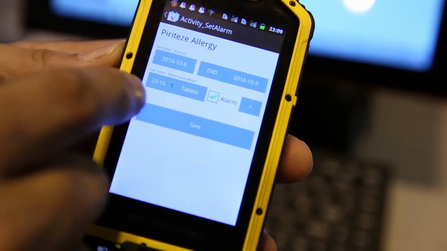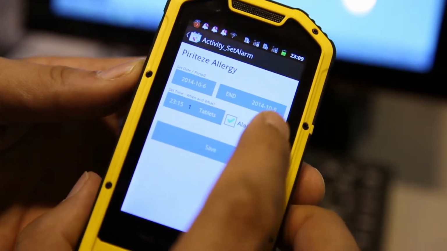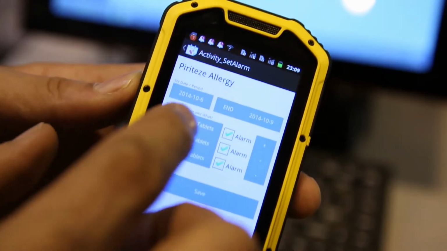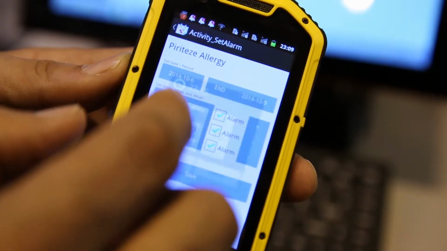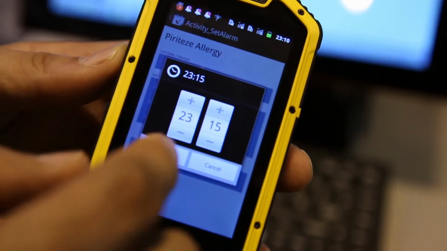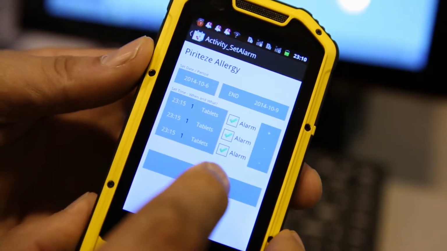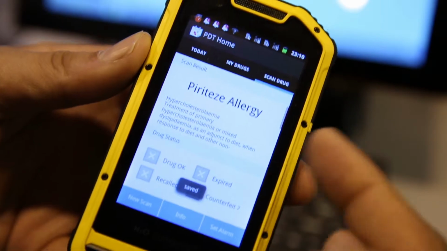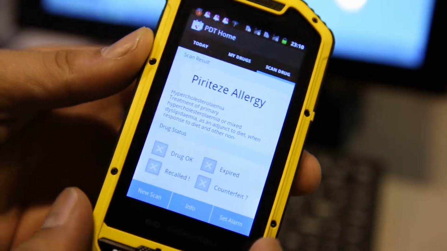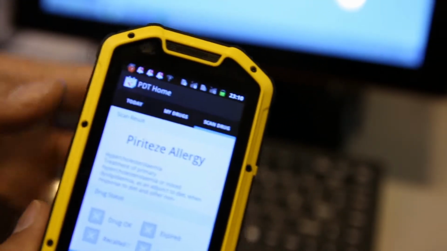Set the alarm there, and it's 3 times a day or 4 times a day, and you can say what time, and it even tells you that it's a tablet that you have to take for that particular drug type. And we'll save that, and once it's been saved, an alarm will trigger every time it's time to take the drug. So that way you always have a record there, and we can then monitor that remotely to identify whether the patient's taken the drug.